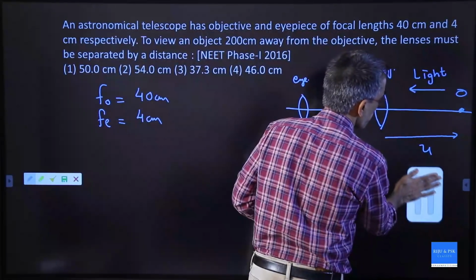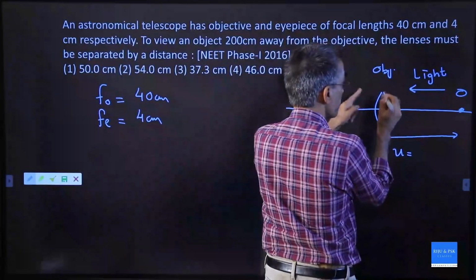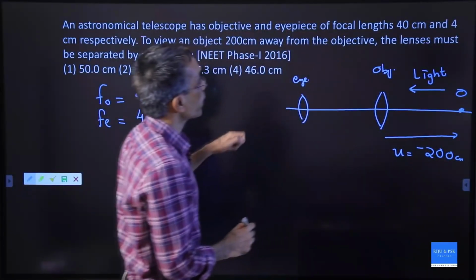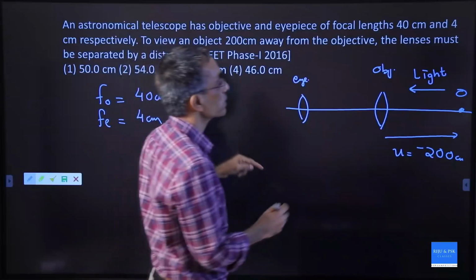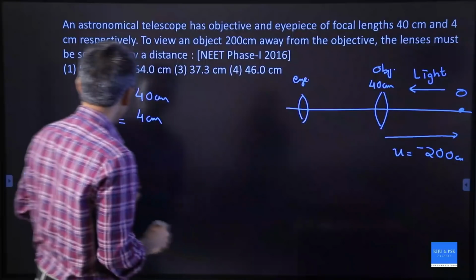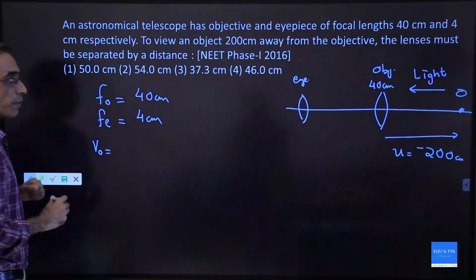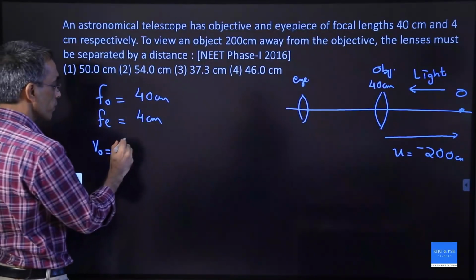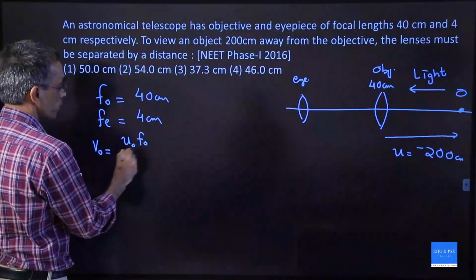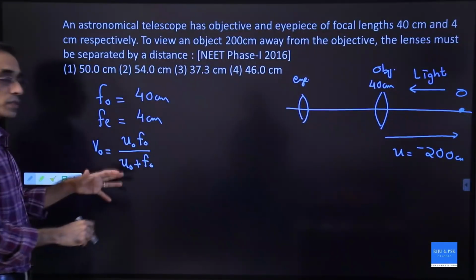So u, what is the value of u? U is equal to, it is given 200 centimeter from the objective, so that must be equal to minus 200 centimeter. What is the focal length of the objective lens? Its focal length is given as 40 centimeter. So we can find out the image distance produced by the objective, given by u of the objective into f of the objective divided by u of the objective plus f of the objective. I can use this equation.